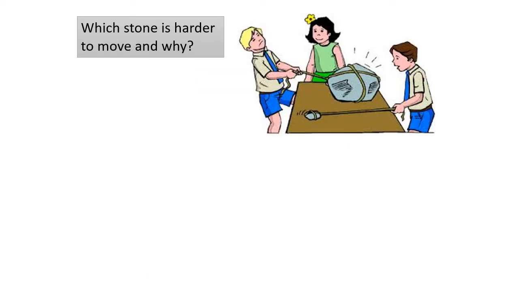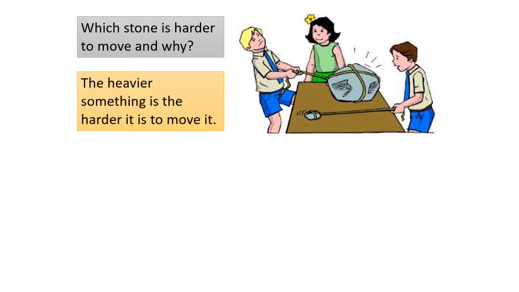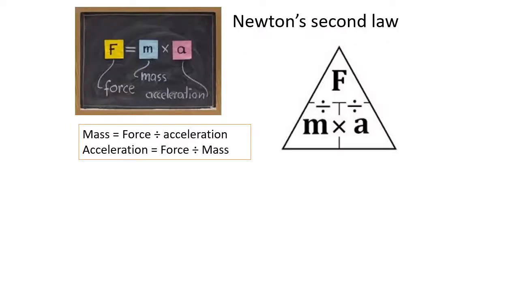In this situation, which stone is harder to move and why? Obviously, the heavier stone would be difficult to move. The heavier something is, the harder it is to move it. So it means when something is heavy, then you have to apply more force to accelerate it. By looking into this example, we can say that force, mass, and acceleration are related to each other, and this is Newton's second law of motion.